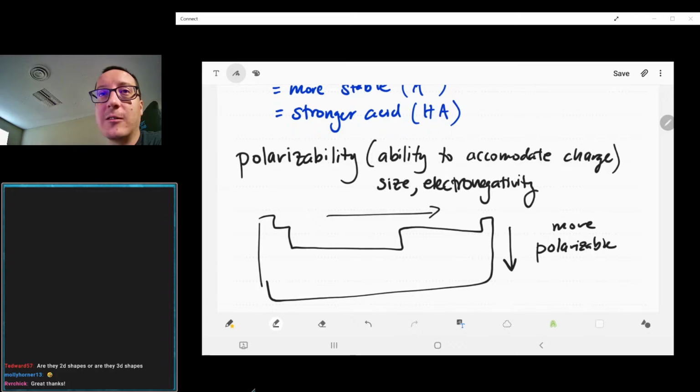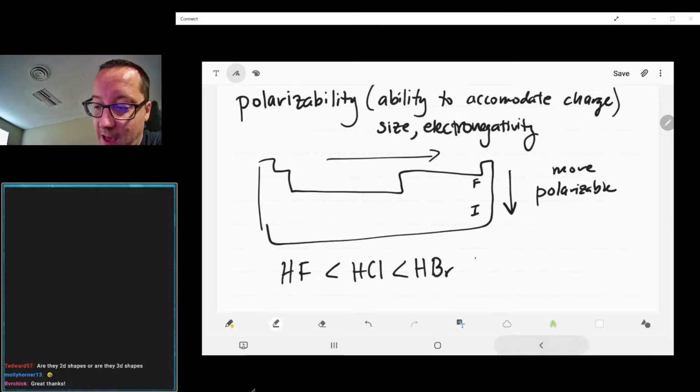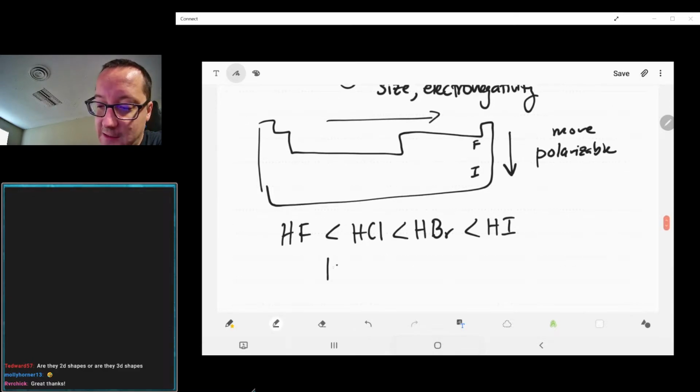We're going to exclude the noble gases because they're not going to make compounds with hydrogen. But we're going to see something like iodine down here is going to be really polarizable because it's very large and still relatively electronegative compared to something like fluorine, which is why HF is a weak acid, and the Kas of these continue to go up. So the Kas will increase in this direction. So HI is actually going to be our strongest binary acid.